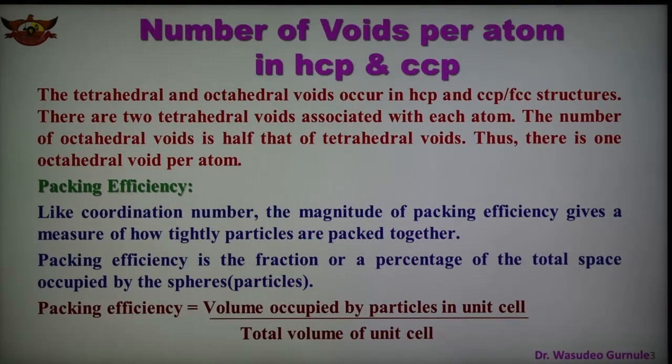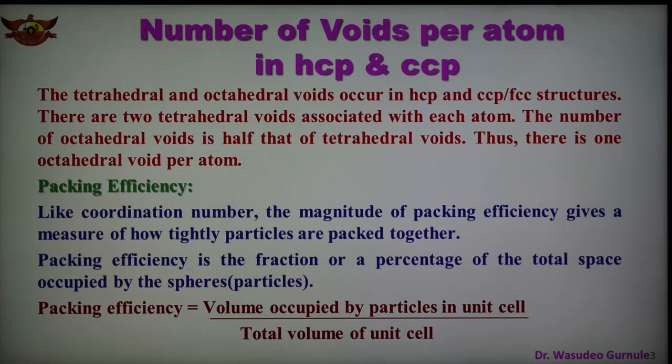As we know, in the case of octahedral and tetrahedral voids, these voids are the space which is unoccupied in the crystal structure. This unoccupied space is known as the void, and there are two types of void, tetrahedral and octahedral voids, which are found in the HCP and CCP type of structures of the crystal. There are two tetrahedral voids associated with each atom of the crystal, and the number of octahedral voids is half of the tetrahedral voids, so we can say that one octahedral void per atom is present in the structure.